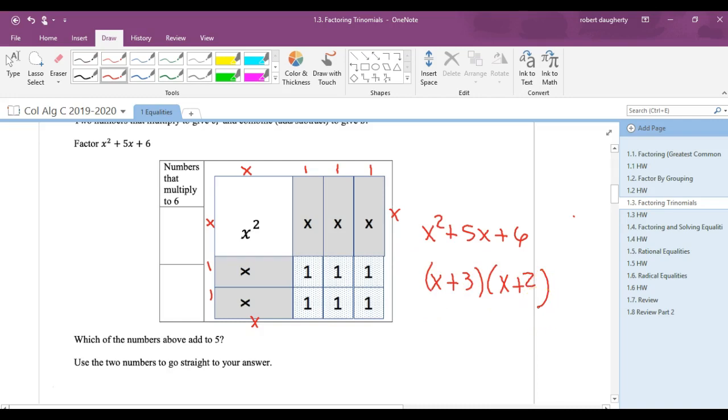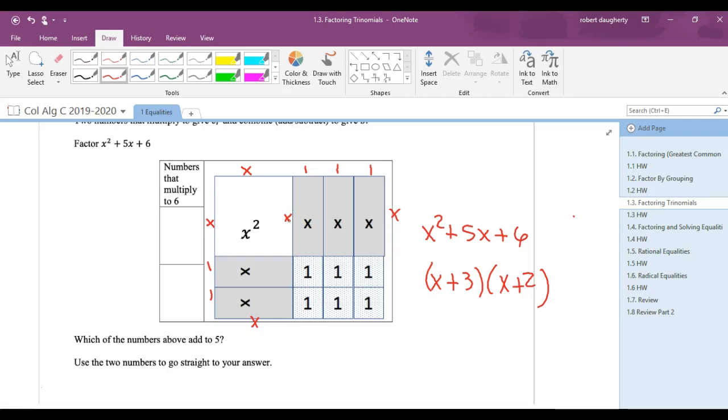Okay. So if you look at it, the dimensions of this box are x by 1. This is x by 1. This is x by 1. It's a rectangle. This is x, this is 1. This box is x by x. It's a square. And then if I fill in all of these with 1, this is 1 by 1, 1 by 1, 1 by 1. Okay? So this is x squared plus 5x plus 6.